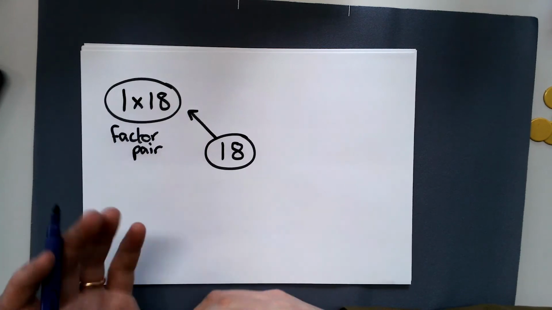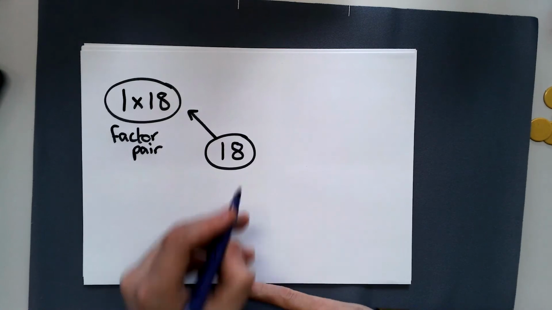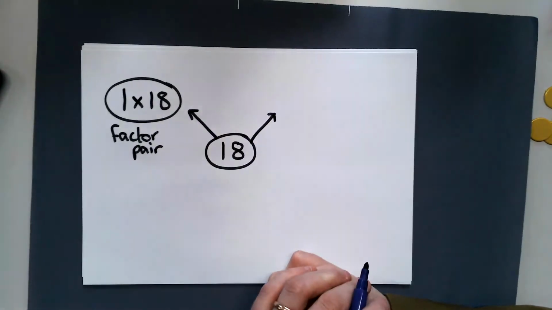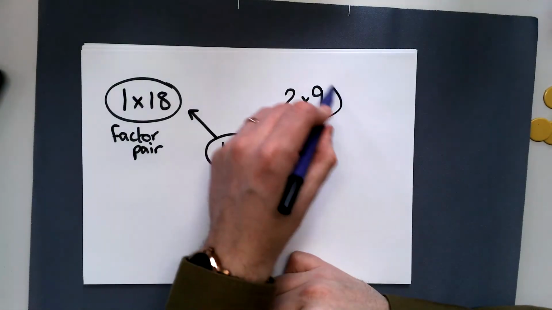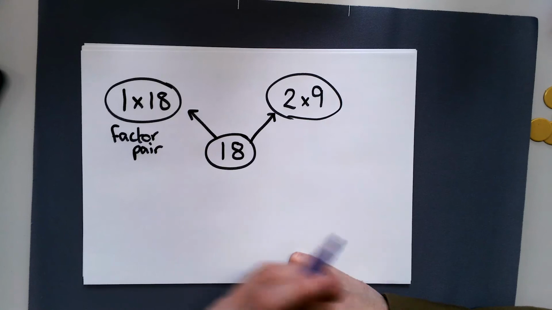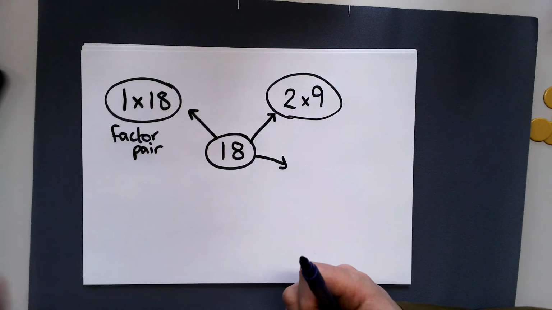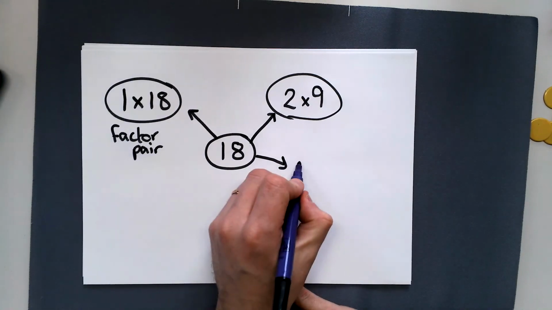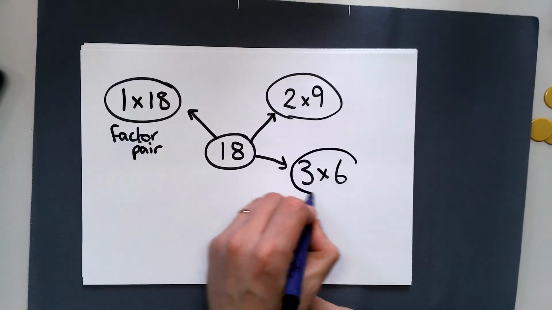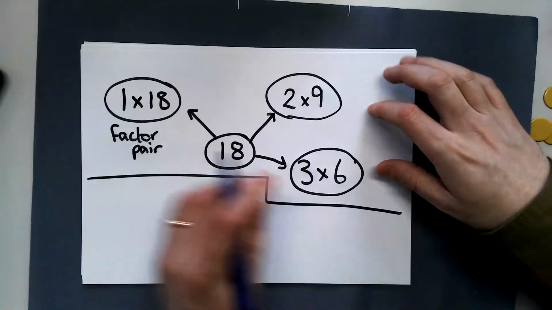Right, let's see if I can find any more factor pairs. Now I know it's an even number, so 2 times something will give me that product there. Now luckily I know my 2 times table, so I know 2 times 9 would also be a factor pair there. Right, so does 18 come in the 3 times table? 3, 6, 9, 12, 18. It does. So I've got 3 times 6 would also get me 18. So I know 3 times 6 is also a factor pair there.